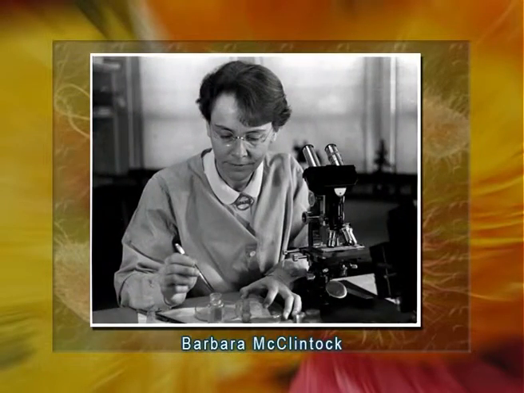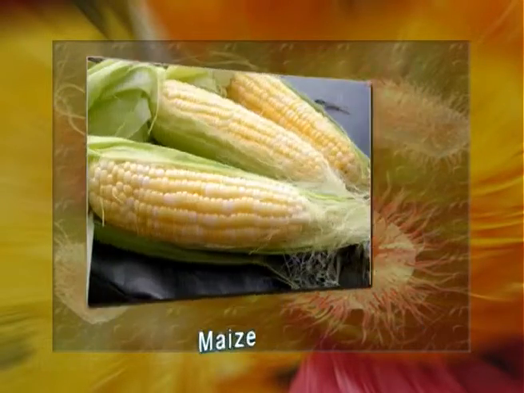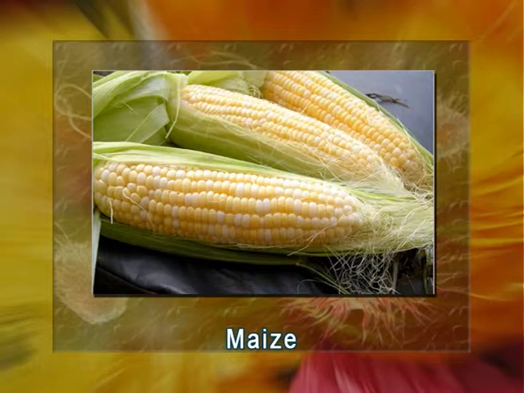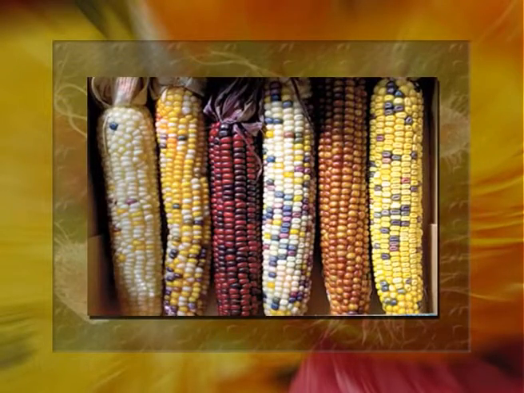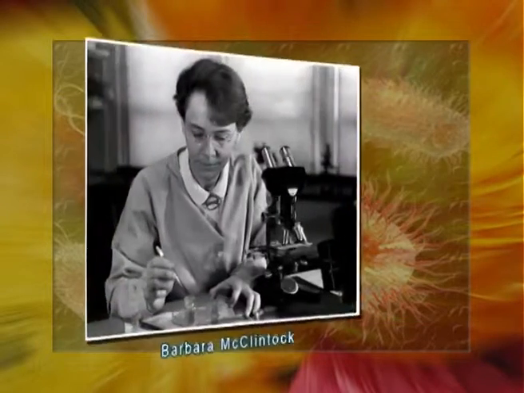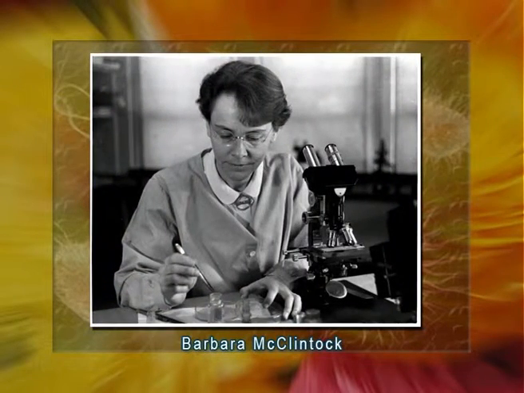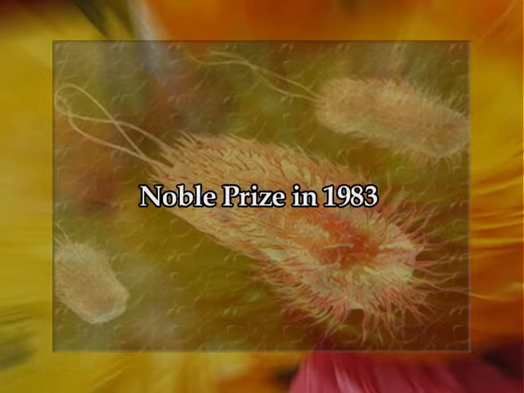Transposons were first discovered by Barbara McClintock in maize. The mobility of these genetic elements causes different colors of maize kernels, as you can see in the image. McClintock earned the Nobel Prize in 1983 for her discovery. We now know that about half of our genome is derived from transposable elements.